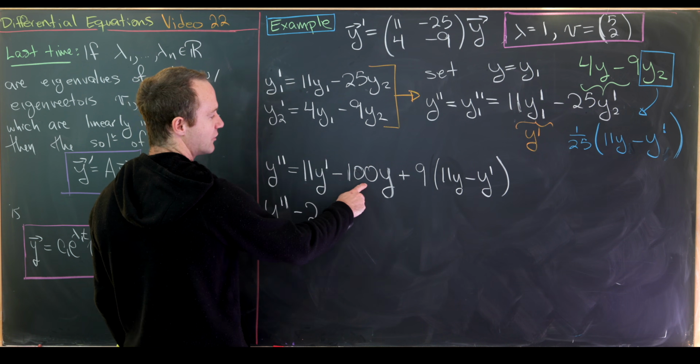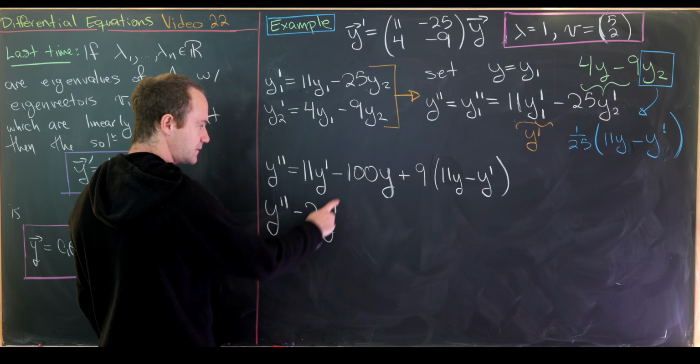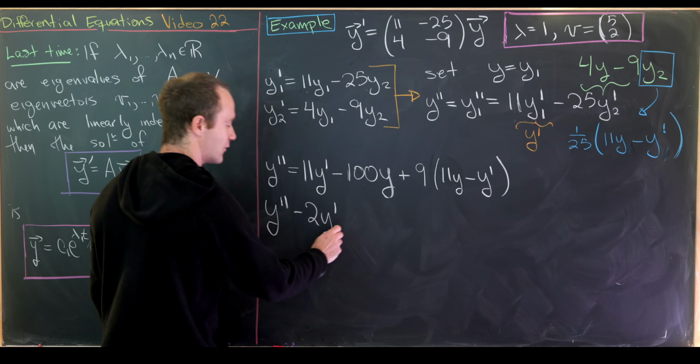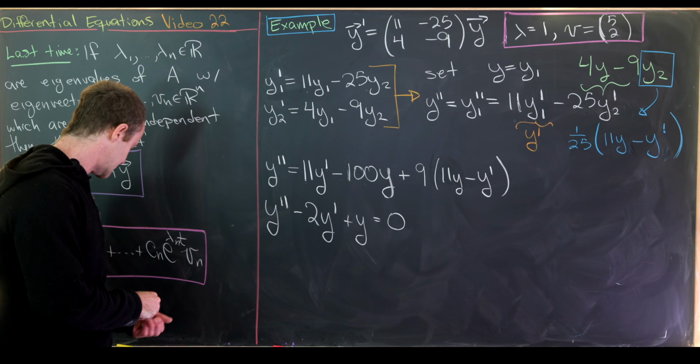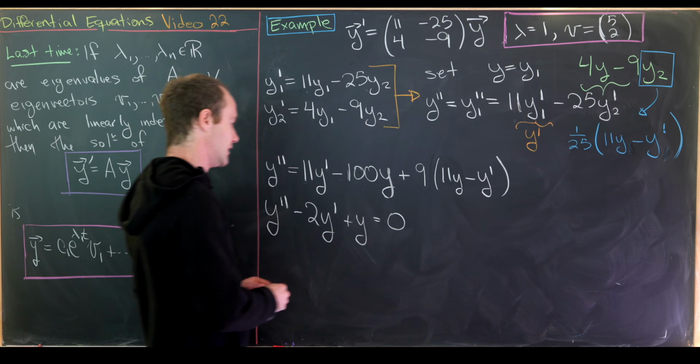And then we have 100y and 99y. The 100 is negative, so that gives us negative y. Moving it over, we get plus y equals 0. But now let's look at the corresponding polynomial.